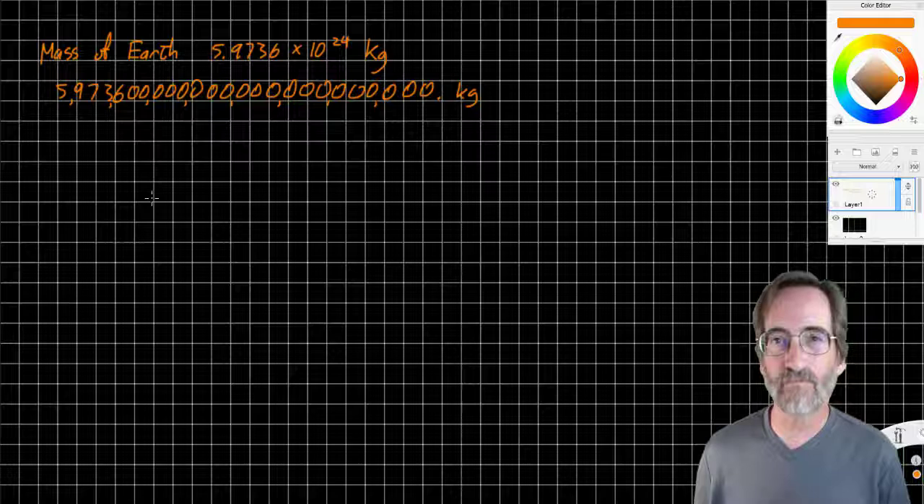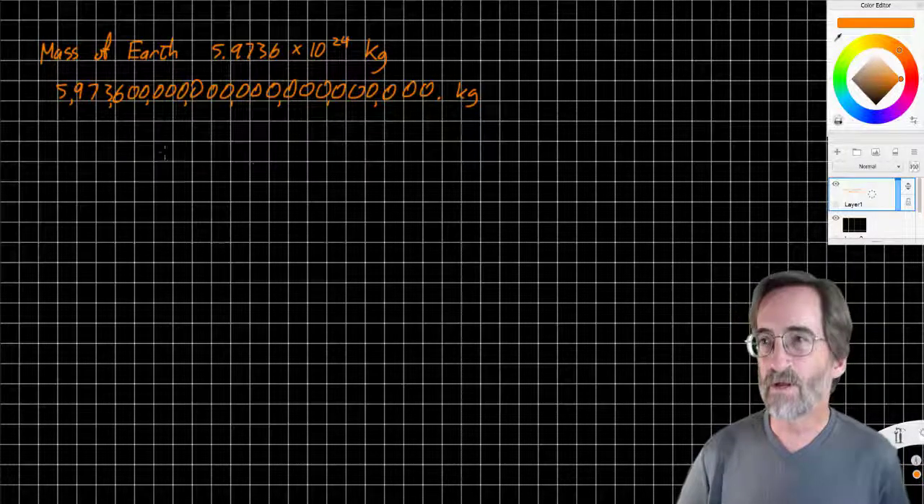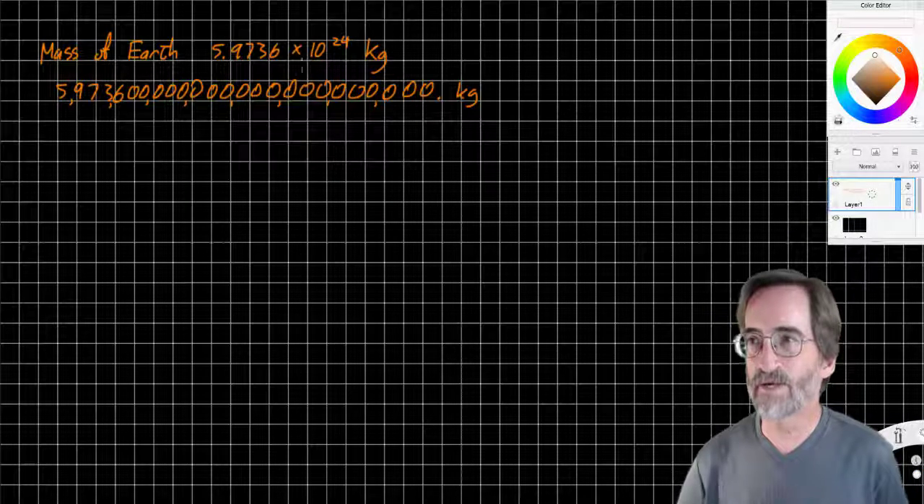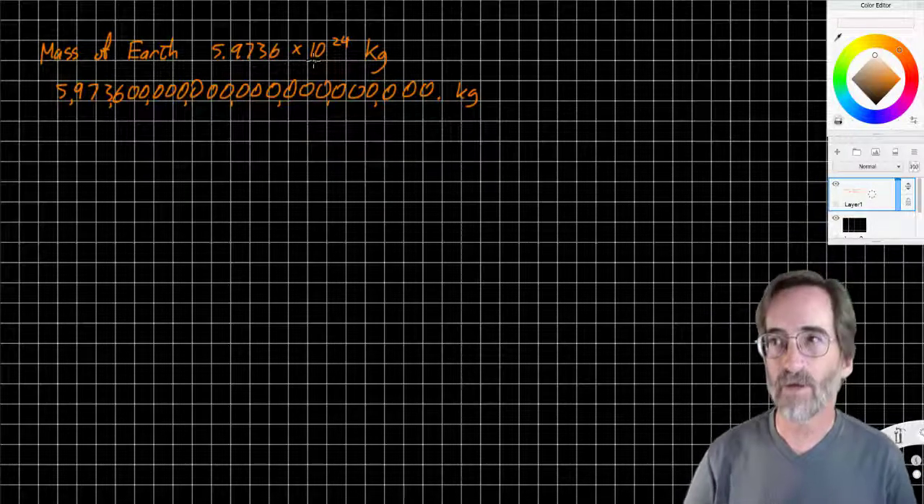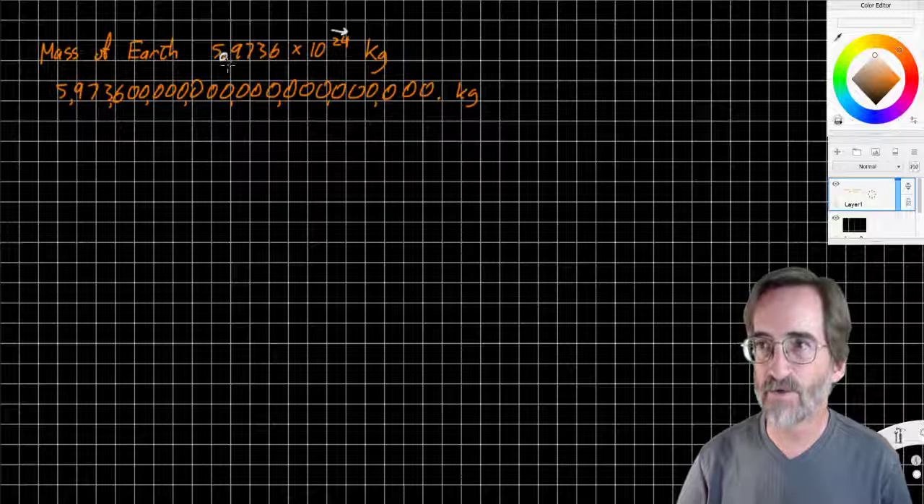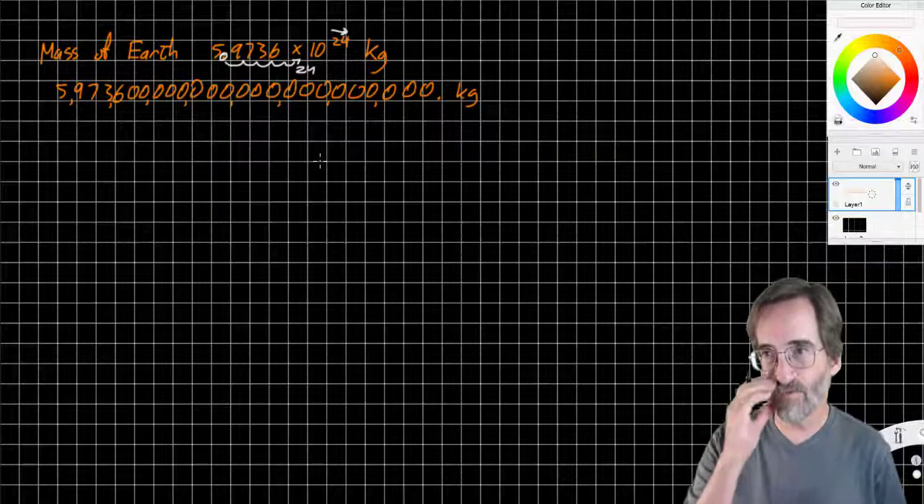So let me explain basically how this works. When we multiply by tens, the decimal gets moved over. So times 10 to the 24th will move the decimal 24 hops to the right, 24 places. Okay? It's moving the decimal. It's not zeros, it's decimal places.